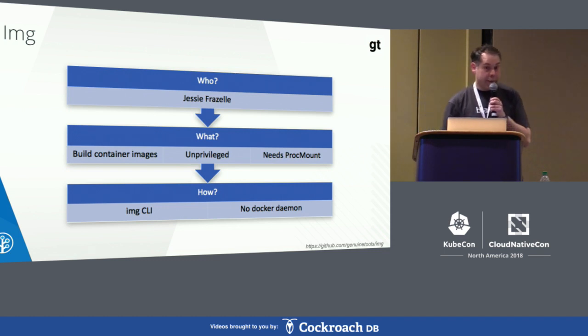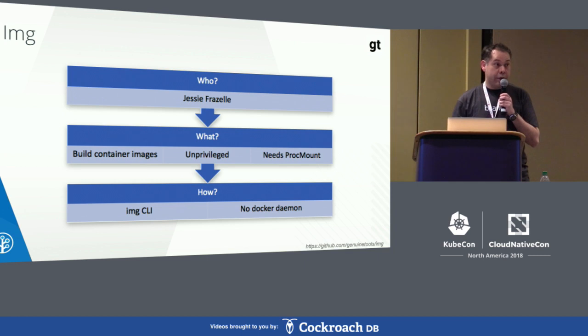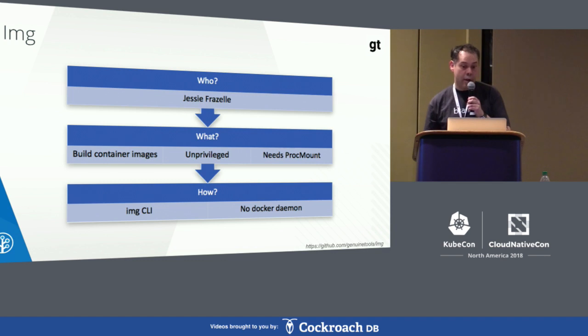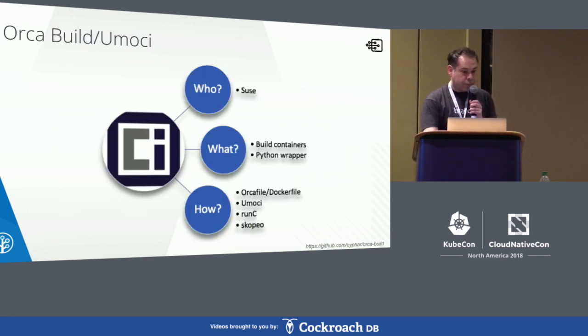IMG, another tool, is created by Jesse Frazelle. It also allows you to build containers. And you can build them in an unprivileged way, but the thing about this tool is that you build the containers in a nested way, and it needs access to your /proc in a privileged way, so your raw proc. It uses its own CLI, and it doesn't require a Docker daemon.